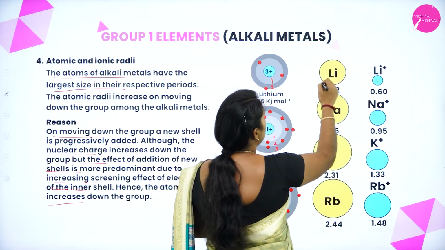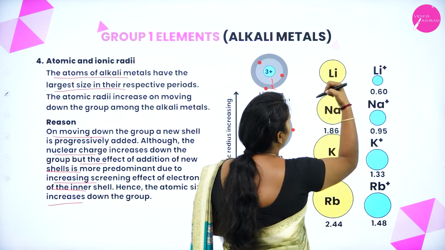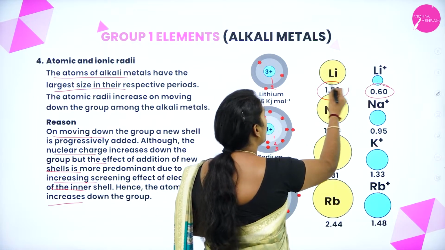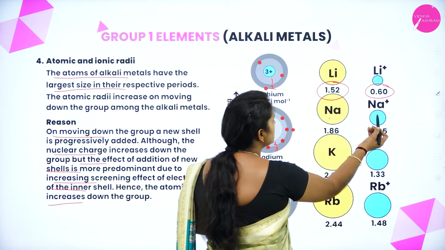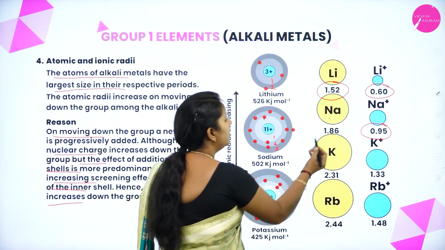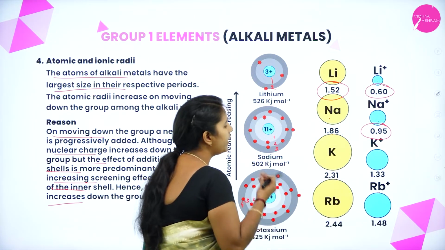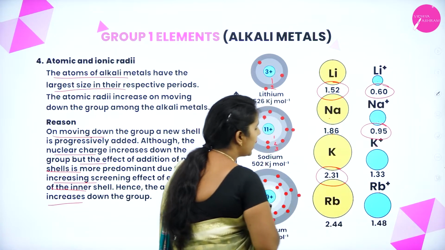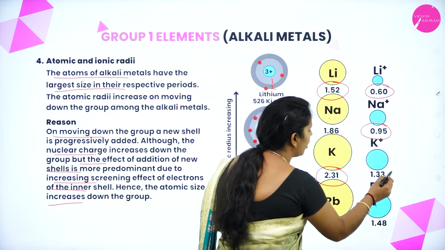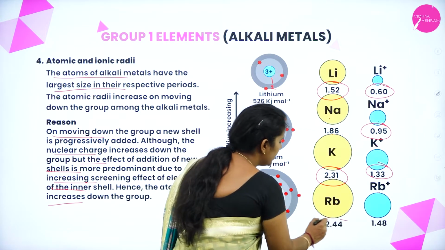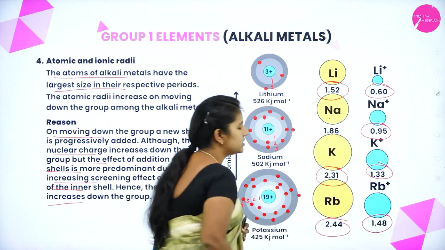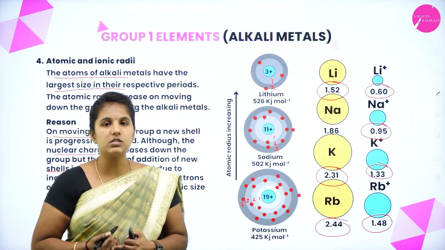You can see that this is a lithium atom. When it loses one electron, you can see that its ionic radius decreases as compared to the atomic radius. Similarly, when sodium loses one electron, its ionic radius decreases from 1.86 to 0.96. Similarly, potassium, having an atomic radius of 2.31, decreases after losing one electron to 1.33. Similarly, rubidium, having an atomic radius of 2.44, decreases to 1.48 only because of the removal of the electron.